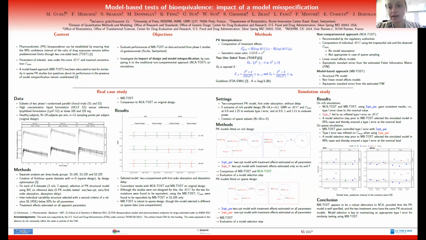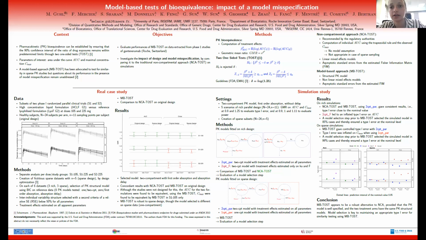On the sparse design simulations, what we see is that when we use a model that is close to the one simulated, the type 1 errors are still controlled. But when using a one-compartment model, this time we see inflated type 1 errors on Cmax. In both cases, rich and sparse design, what we've seen is that if we add a model selection step prior to the TOST, in most cases, we select the model that is close to the simulated one, which ensured a type 1 error that is controlled, that is close to the nominal level.